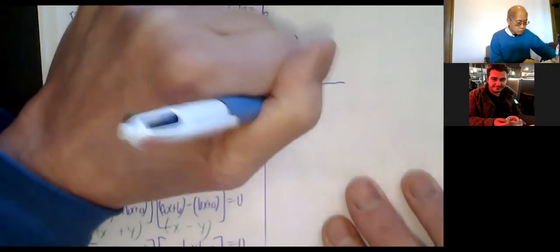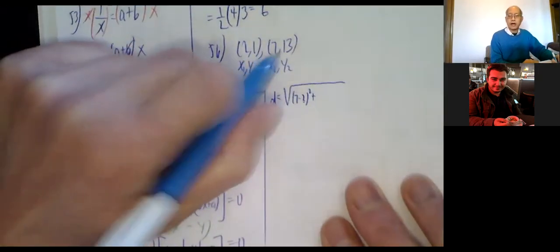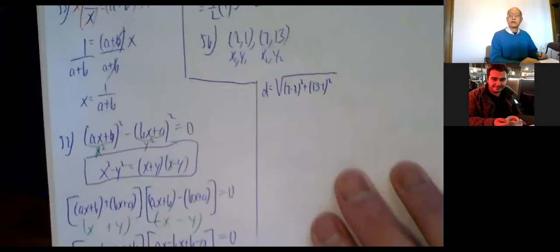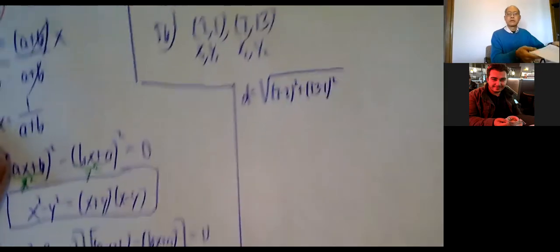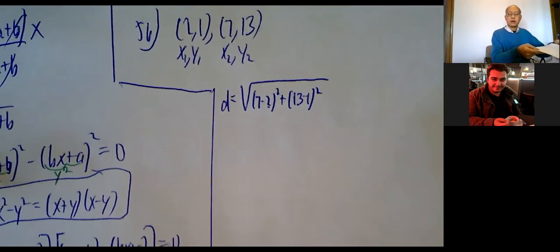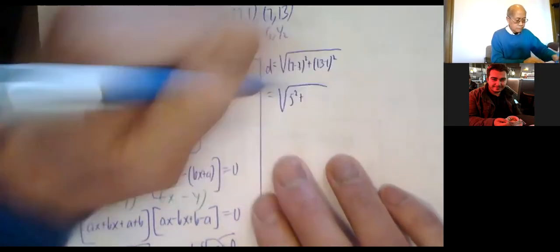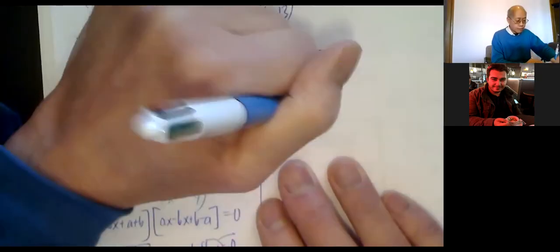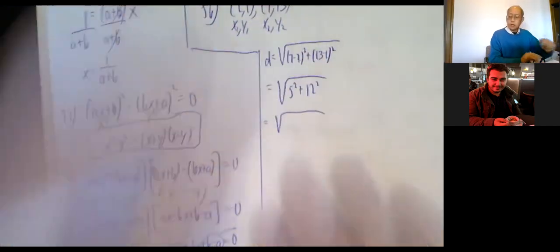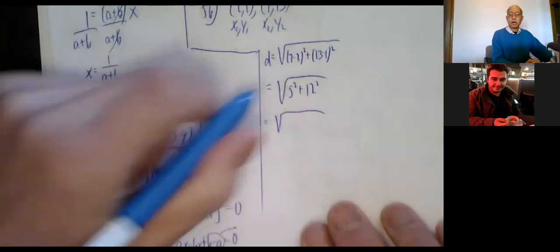So 7 minus 2 squared. And then subtract the y's, 13 minus 1 squared. Raise it up again. Okay, so 7 minus 2 squared, 13 minus 1 squared. Okay, 7 minus 2 is 5. 13 minus 1 is 12. 12 squared. You can use your calculator, of course. You're always allowed to use a calculator on any quiz, test, homework, obviously.